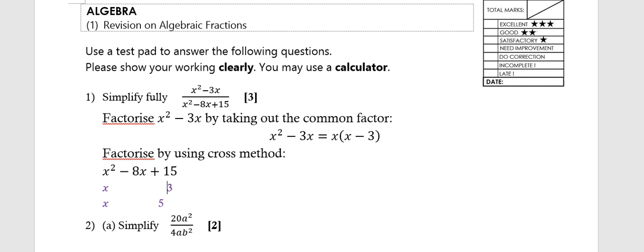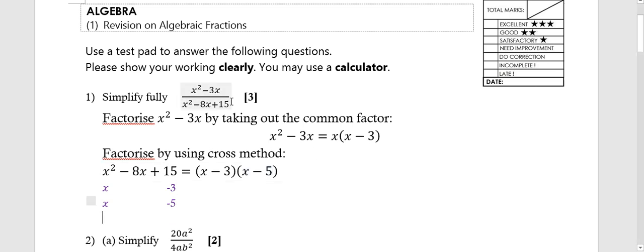But a reminder to make sure it works with the cross method. You can have 3x plus 5x equals positive 8x, but in the second term you need negative 8x, so you have to use negative 3 times negative 5 instead to get positive 15. So there you have it: x squared minus 8x plus 15 equals (x minus 3)(x minus 5).